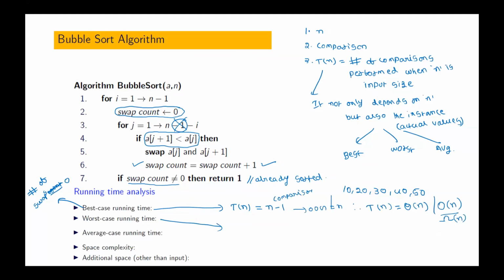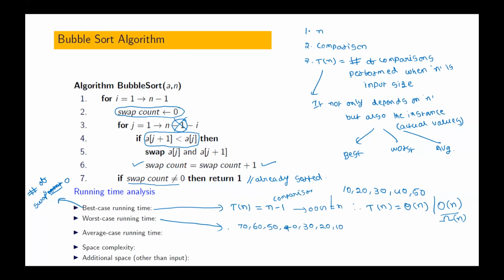In the worst case, what happens? Every time this condition is checked, a swap operation is performed. When does the worst case occur? When the list is exactly in the opposite of sorted order. It is something like this. Then every time this condition is checked, a swap operation is performed.